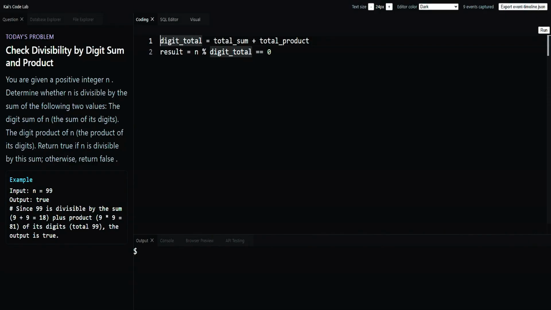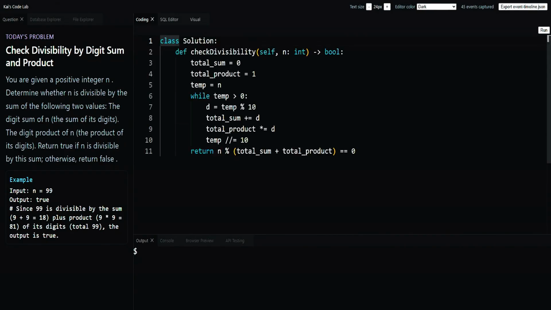Here's the whole thing put together. Two trackers started off, sum at 0, product at 1, plus a temp copy of n to work through. The while loop keeps going as long as temp still has digits. Grab the last one with mod 10, fold it into the running sum and the running product, then drop that digit with integer division by 10. Once temp hits 0, every digit's been counted. The return line adds sum and product into one total and checks whether n divides evenly into it. A 0 remainder means true.